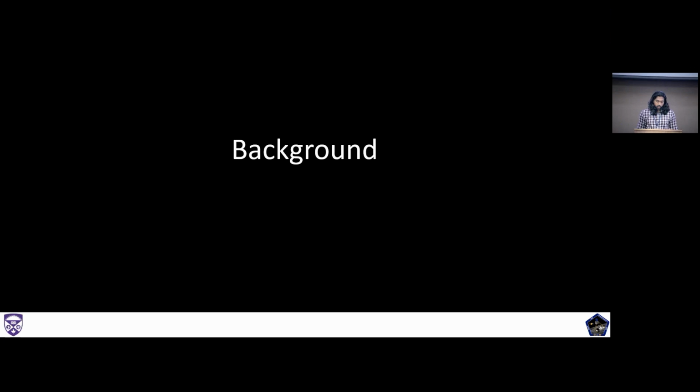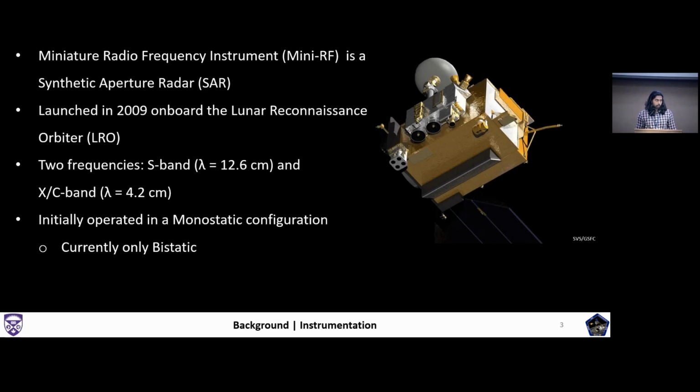The data I use for this study primarily comes from the Mini-RF instrument, which is the miniature radio frequency instrument located on the Lunar Reconnaissance Orbiter. Mini-RF initially flew aboard LRO in 2009 and collected a good amount of data from the lunar surface. It operated in S and X band, two different wavelengths. It initially operated in a monostatic configuration, and it's highlighted here by that white circle.